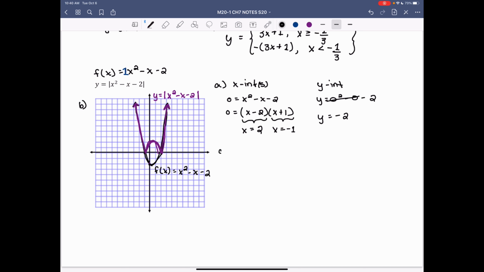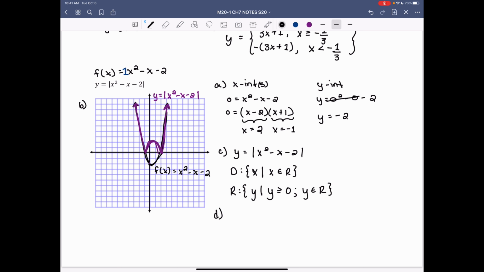Part C, domain and range. Domain, again, what x values are valid for absolute value. We can have any x value for absolute value, so x, element of the reals. And range, again, we're always going to have non-negative numbers, so y is greater than or equal to 0, y, element of the reals.